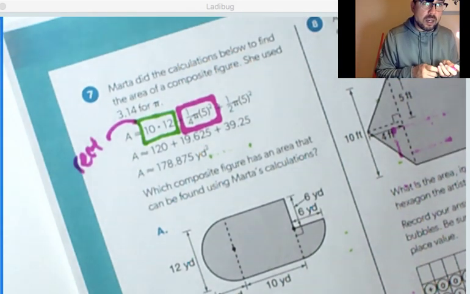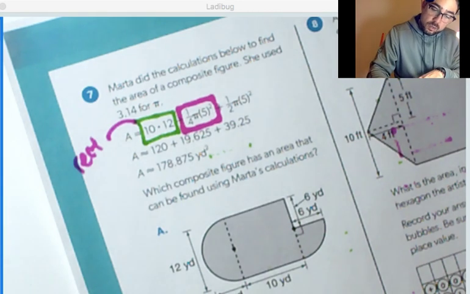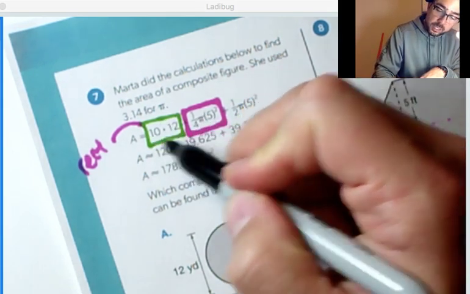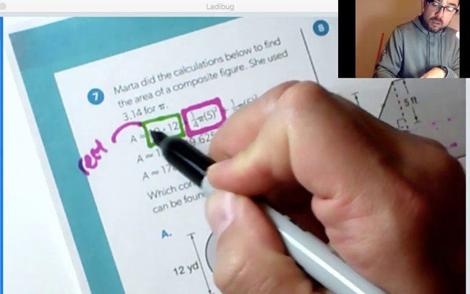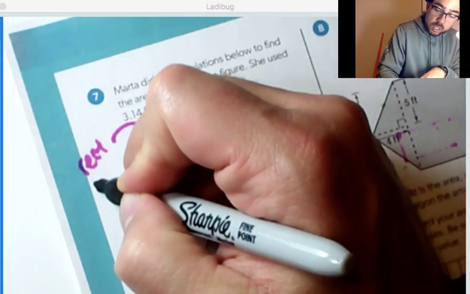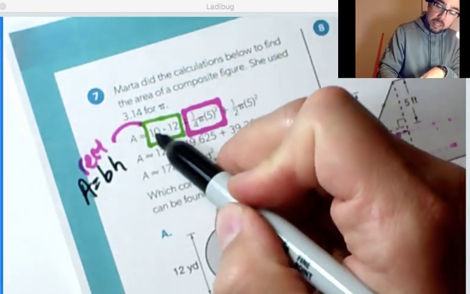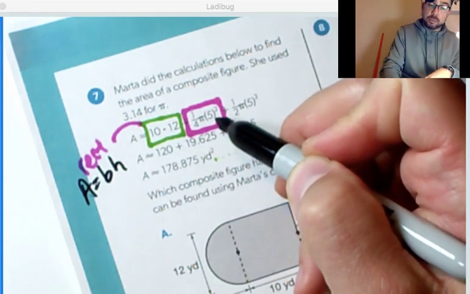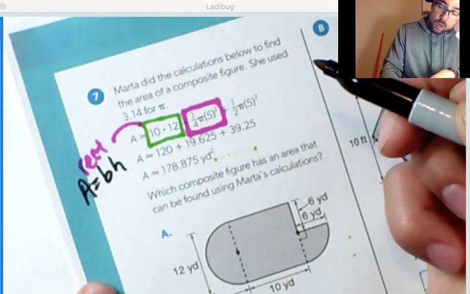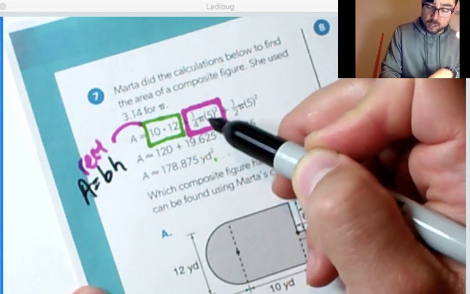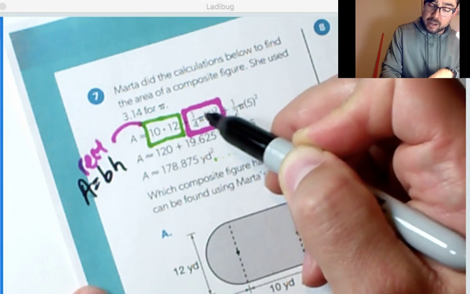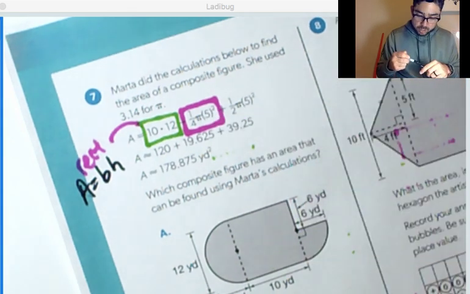All right, let me just backtrack a little bit. Again, we're trying to figure out which one of these shapes in the answer choices represents the work that she did. First, we can tell that she found the area of a rectangle, because there are rectangles on all these, and we know that the formula for the area of a rectangle is base times height. So this would be base times height, 10 times 12. Then the next piece of work that she did is 1/4 times pi times 5 squared. We know that the formula for the area of a circle is pi r squared. So we're assuming that whatever circle she's dealing with here has a radius of 5, right?